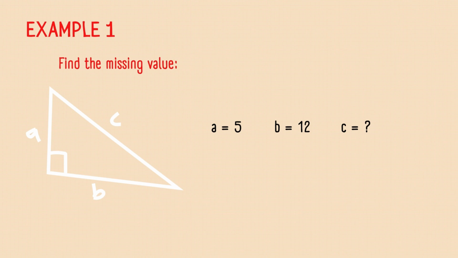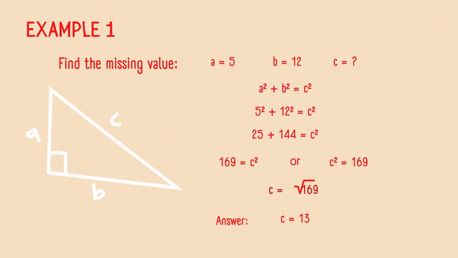So if we plug our values into the equation for the Pythagorean theorem, it will be A squared plus B squared is equal to C squared. My A is 5, my B is 12, and I want to find the value of my C. So 5 squared plus 12 squared will be equal to C squared. 5 squared is 25, 12 squared is 144. So 25 plus 144 is 169. So my C squared is 169, and then my C will be the square root of 169, which is 13.